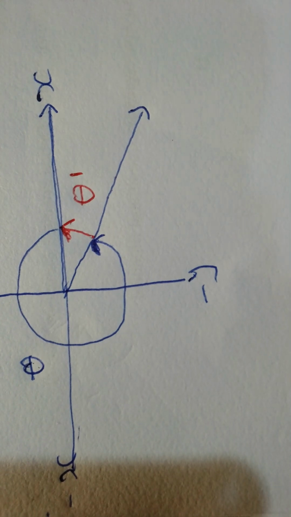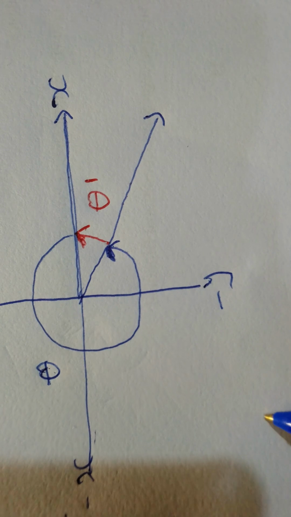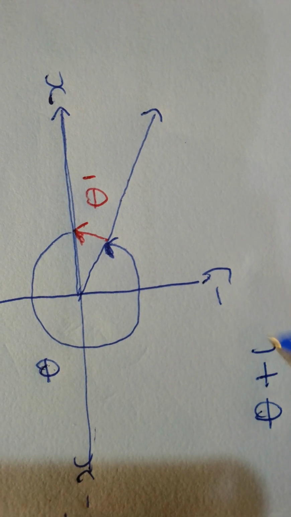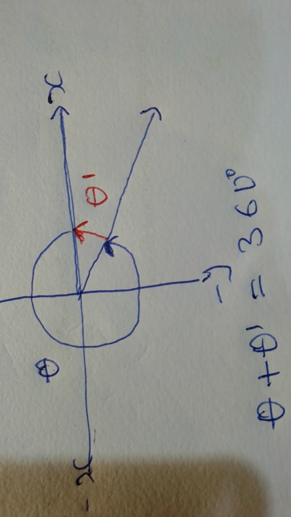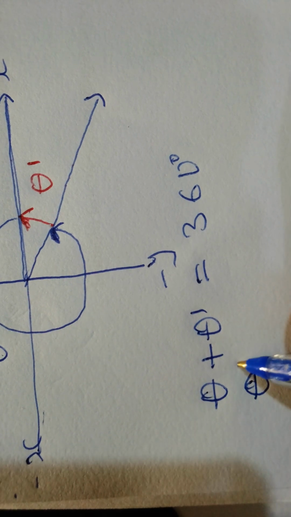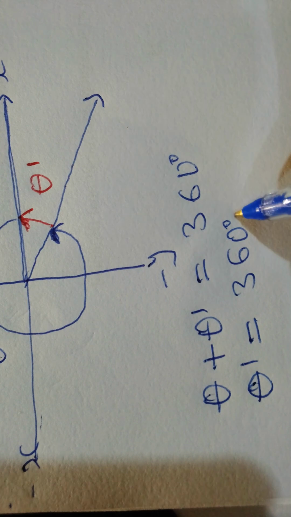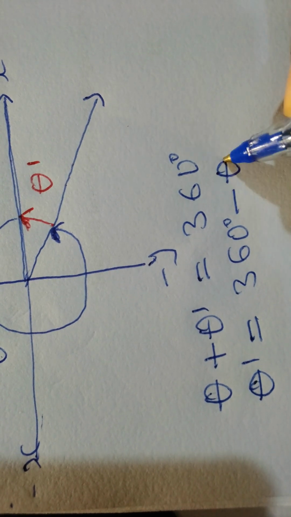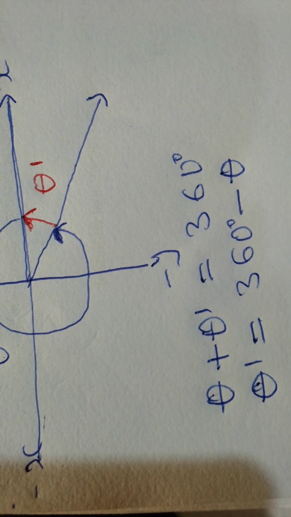How do we obtain our theta prime here? Don't forget the figure you are seeing here. If I add theta and theta prime together, it will give me 360 degrees. So simplifying, my theta prime is going to be 360 degrees minus theta. So this is how to obtain the reference angle in the fourth quadrant.